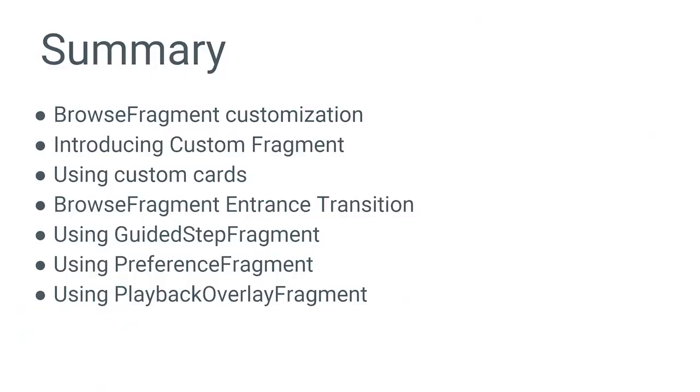So we've covered a lot of ground today. First, we talked about how easy it is for you to get up and running with just a few lines of code using BrowseFragment. Then we showed you different techniques you can employ to give your app some character. Then we showed you how you can plug in your custom fragment inside BrowseFragment. We showed you how to use different kinds of cards in the same application. We talked about the best practices for running entrance transition. We also showed you how you can use GuidedStepFragment to walk a user through a workflow. We showed you the newly styled settings fragment and the newly redesigned playback fragment.